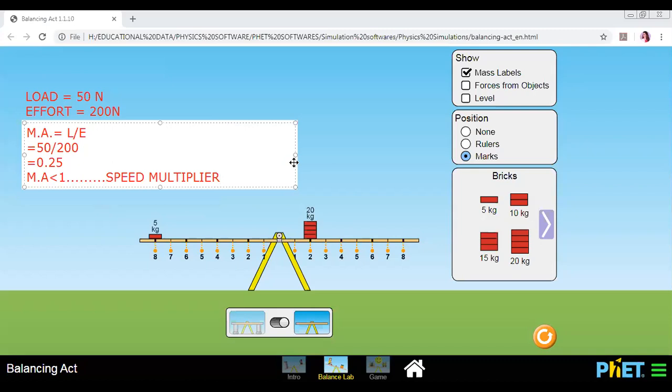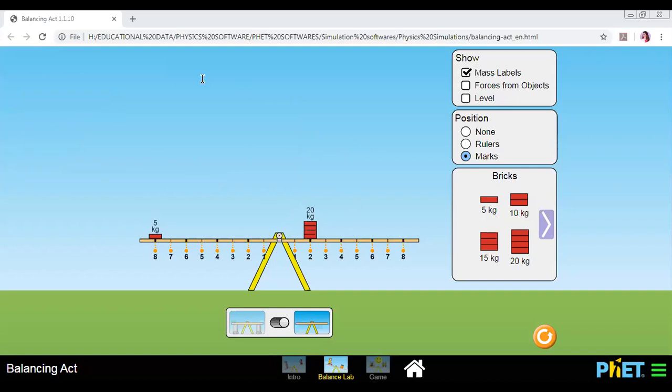Understand, the load and effort are being swapped. Okay, in the previous case, whatever was my load, in this case it is my effort. So when my MA is less than 1, then this mechanism is working as a speed multiplier. When my MA was more than 1, it was working as a force multiplier. And when the MA is less than 1, it is working as a speed multiplier.